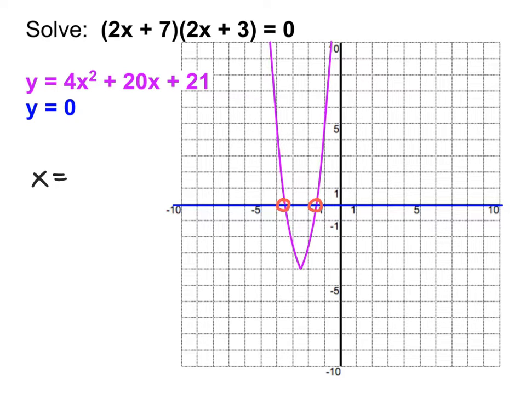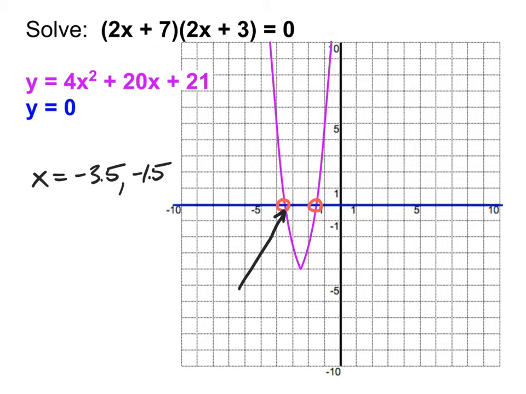And so, what is my first x value there? Let's look at this one here. What is that x coordinate? Yep, that one is at -3.5. Okay, what about the other one? Where's that one at? -1.5. Yep, -1.5.